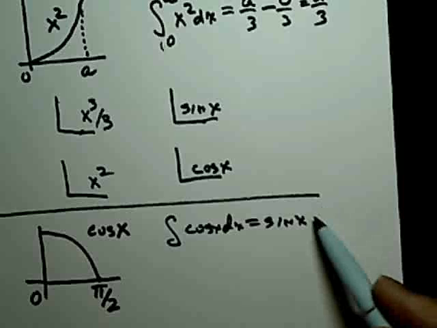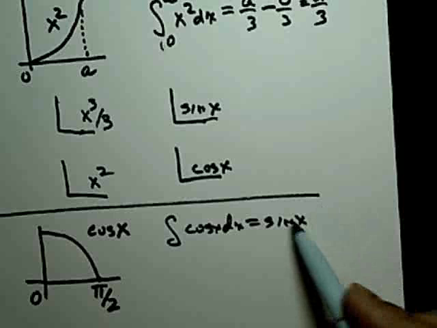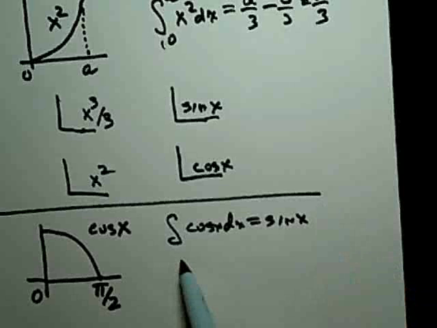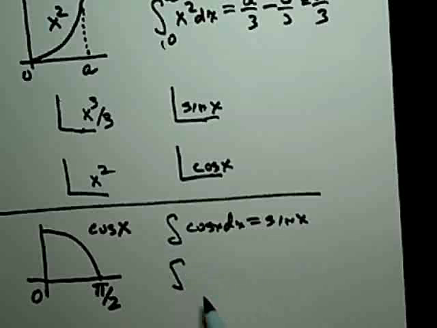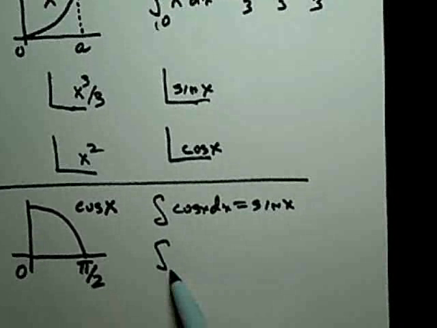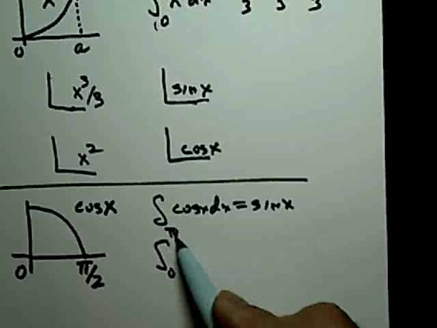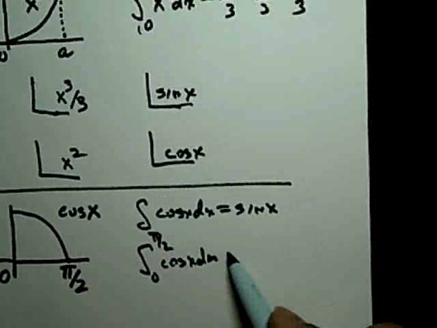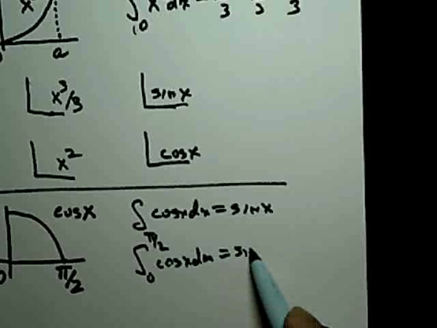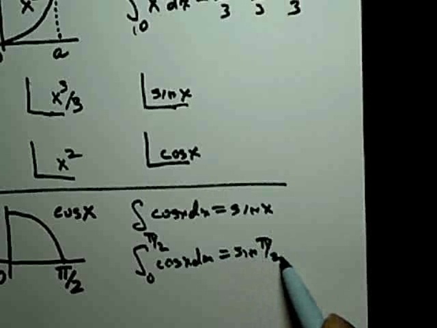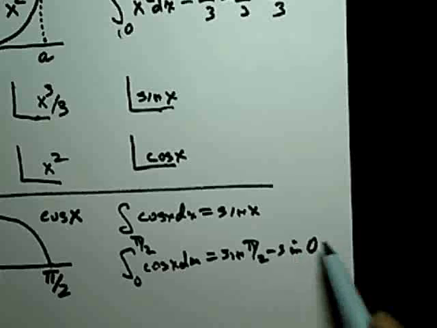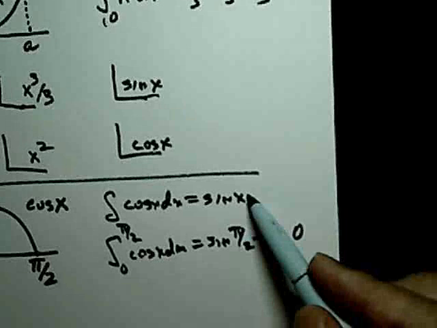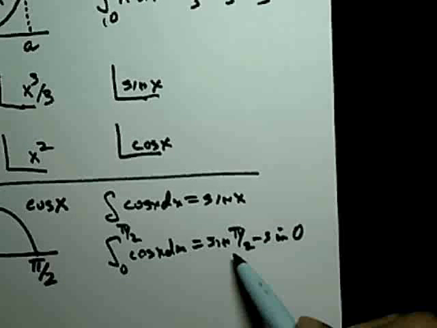Always you can add a constant if you want to, but you don't need to because the constant will fall out when you do the definite integral. So now we know that the definite integral from 0 to pi over 2 of the cosine of x dx, that'll be this area, is simply going to be the sine evaluated at pi over 2 minus the sine evaluated at 0. And if I'd had sine x plus c here, don't you see you'd have had c minus c canceling out.